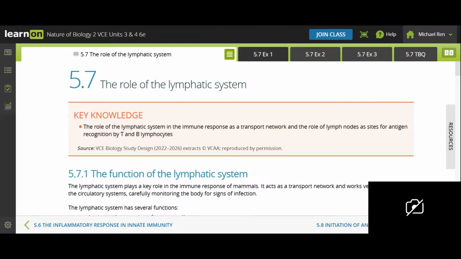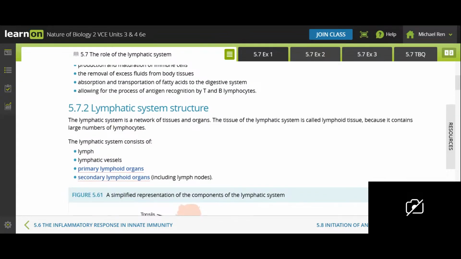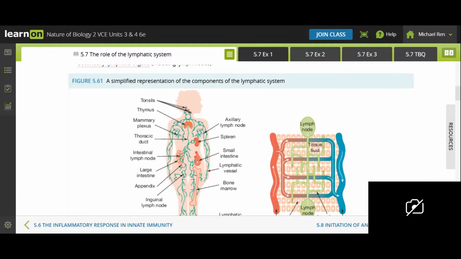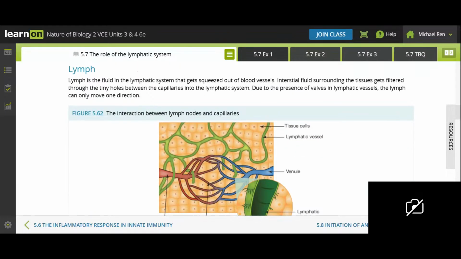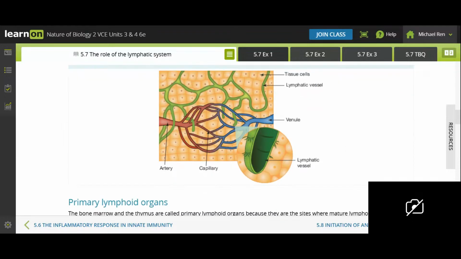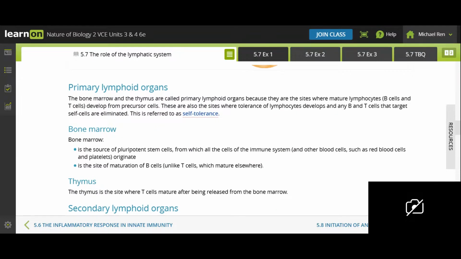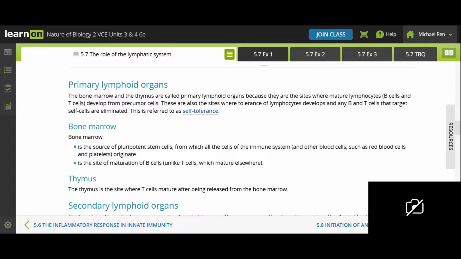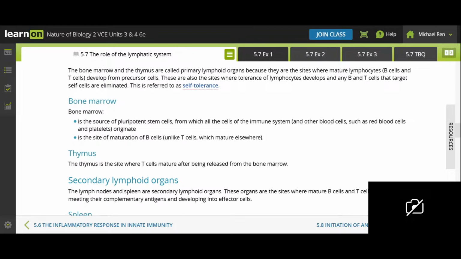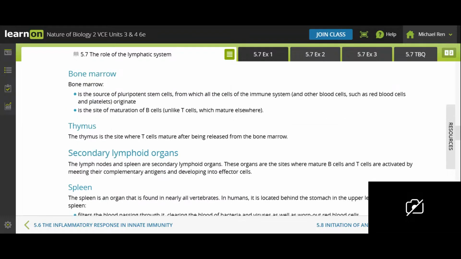Lymphatic system. Primary organs, there's two types: primary lymphoid organs, and secondary lymphoid organs. Also the lymph, which is the fluid, and the lymphatic vessels, which is where the lymph travels through. Lymph is just a fluid in the lymphatic system, and there's one-way flow. Primary lymphoid organs are only the bone marrow and the thymus. Bone marrow is where all leukocytes stem from, and is the site of maturation of B cells. T cells migrate to the thymus where they mature. So those are the primary lymphoid organs.